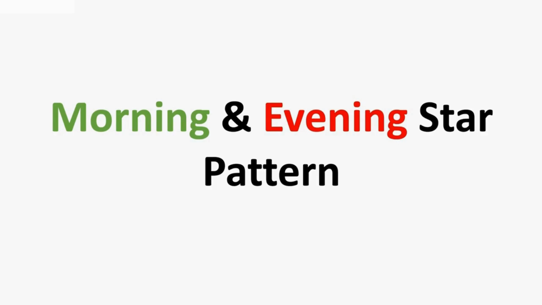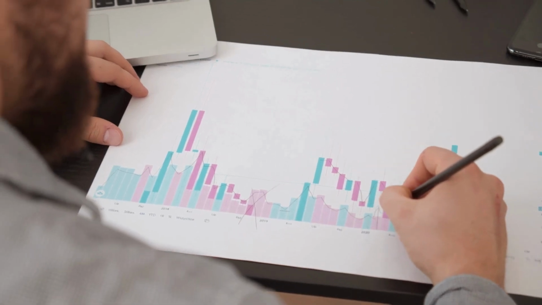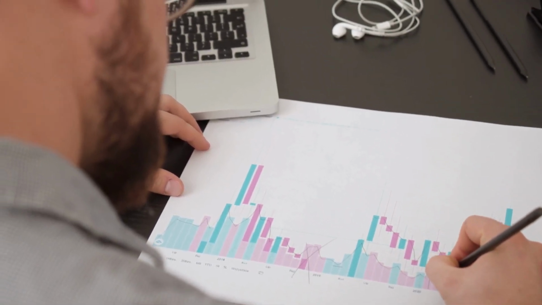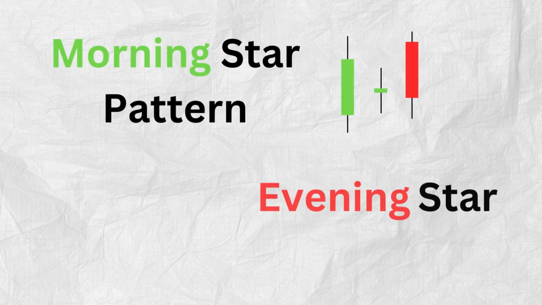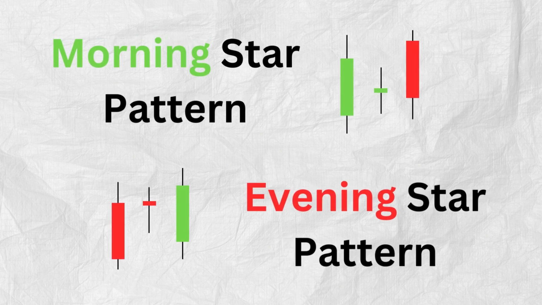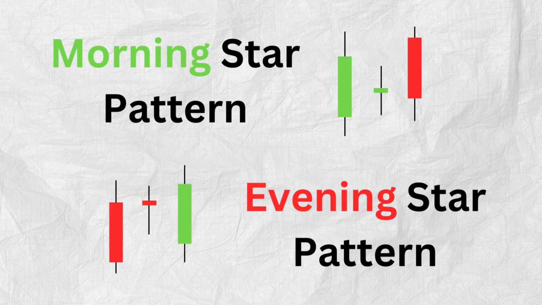And today in this video we are going to discuss some powerful candlestick patterns. In fact, two kinds of reversal candlestick patterns that are most popularly used in technical analysis, which are the morning star and the evening star pattern. And these patterns are really powerful in identifying a trend reversal, that is, a change in the direction of the trend. And using these patterns you can easily capture such situations in the market.